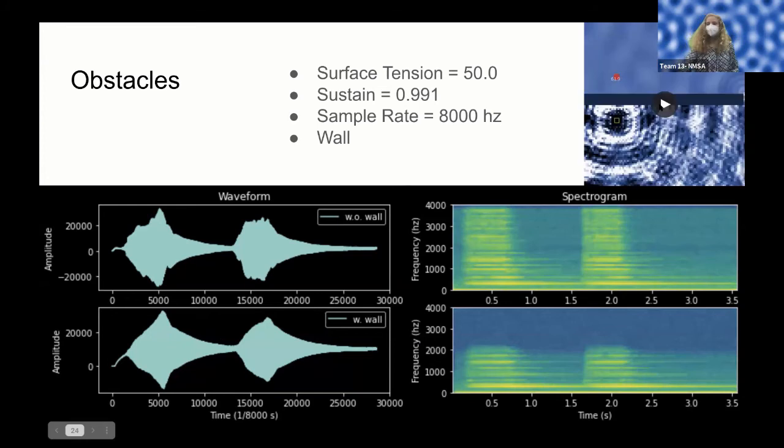So finally, we created a render with a sound impermeable barrier with just one small space for sound to get through, which, as you can see in the video, is on the very far right. And this is what it sounded like.